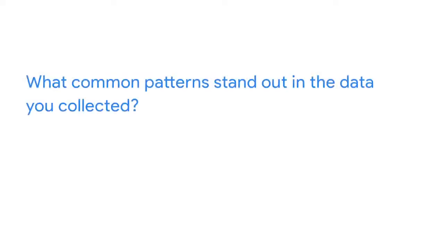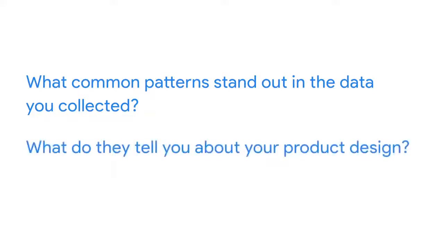Welcome back. You've now learned how to gather all of the data from your research in one place and organize that data so it's easy to understand. Now it's time to find themes in that data. To do this, we'll ask ourselves two key questions. What common patterns stand out in the data you collected? And what do they tell you about your product design?